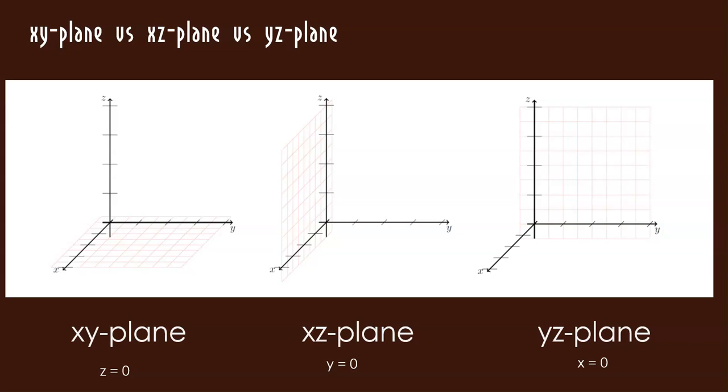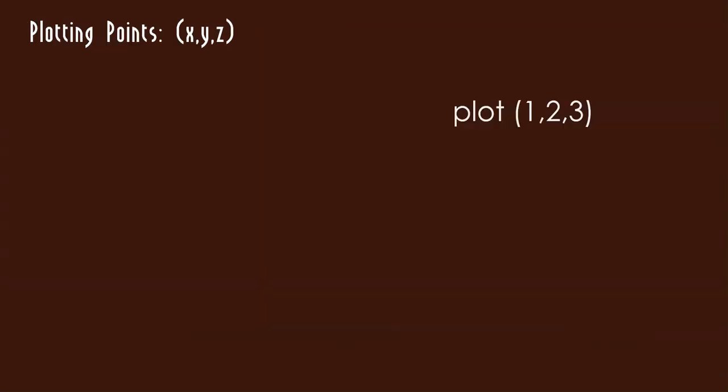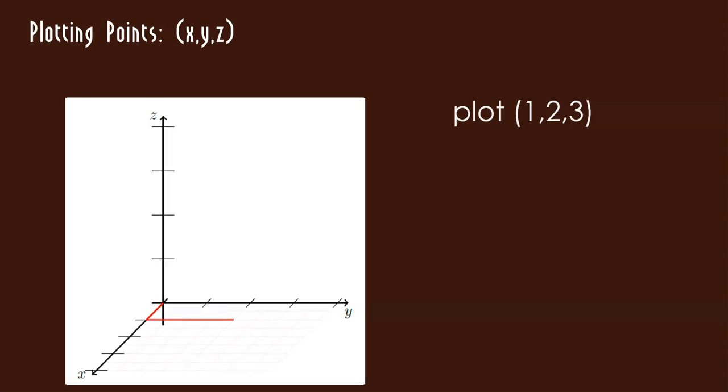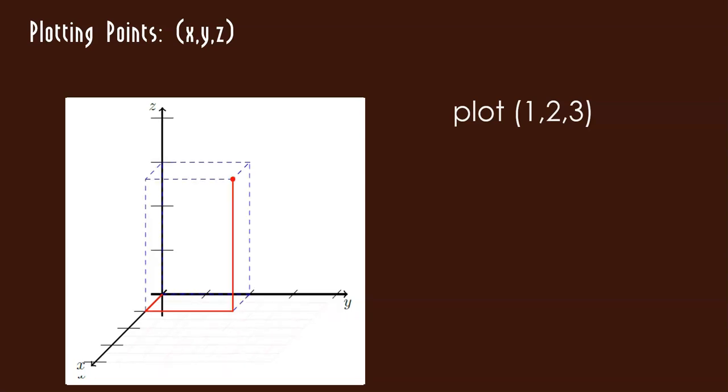Let's plot some points. When I plot points, I try to draw a box. So if I have 1, 2, 3, I'll have my axis. For this, I'll go 1 down the x-axis, then I'll go 2 parallel to the y-axis, and I'll go 3 up parallel to the z-axis. The little box helps me see where it is, because otherwise it's just a dot sitting in the flat surface.